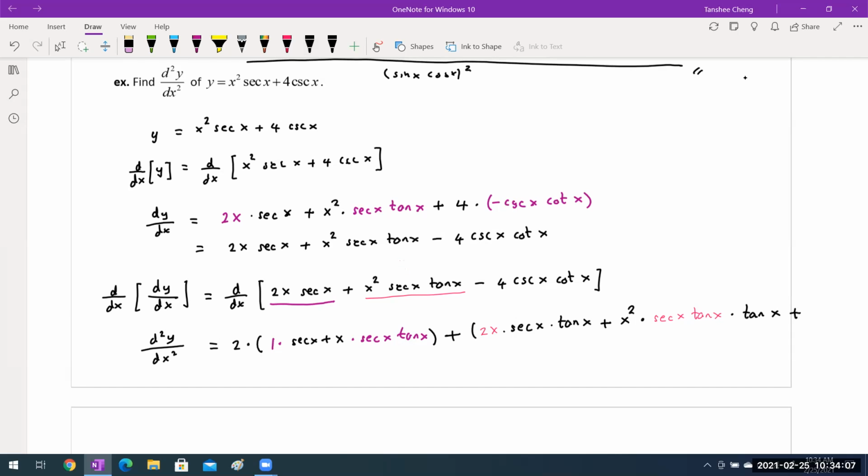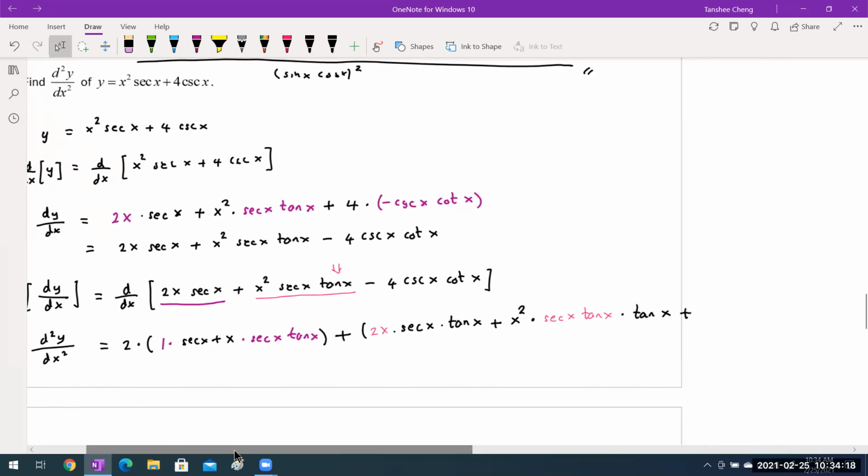now we're going to take the derivative of the third term right here, which is tangent, and that will be plus x squared times secant x times the derivative of tangent x, which is secant squared x, right? Secant squared x. And that is the end of taking the derivative for the second term.